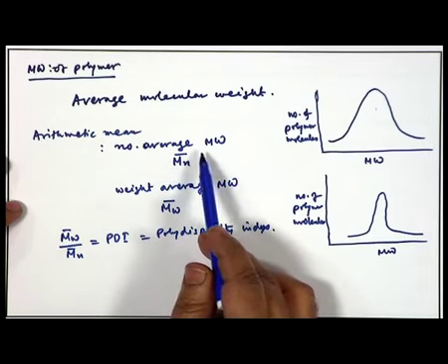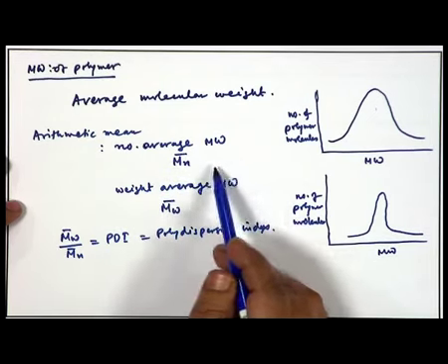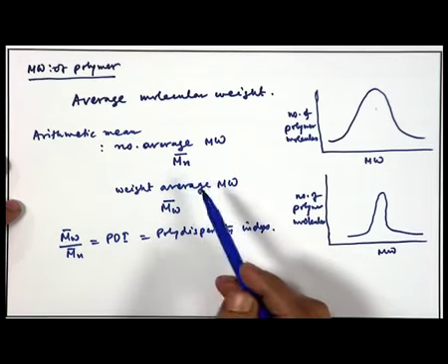So, basically total mass divided by total number of molecules present. So, that is basically the arithmetic mean.